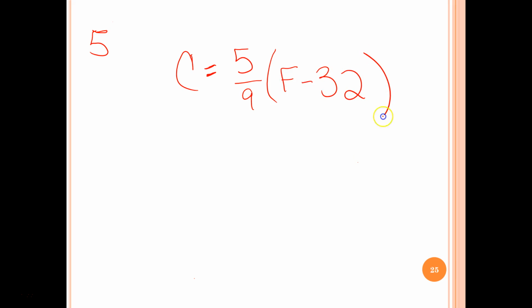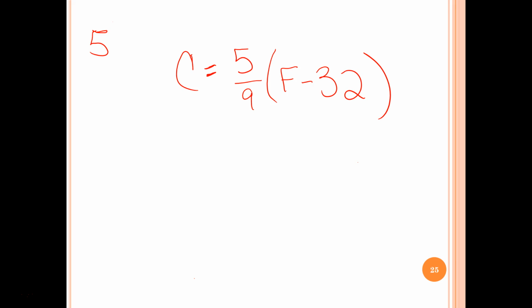So last one, number 5. Here, we're looking at the Fahrenheit to Celsius formula, which says Celsius is 5/9 times the Fahrenheit measurement minus 32. So this one's a little different than the others that we've seen because we have this 5/9 outside of the expression on the right-hand side of the equation.